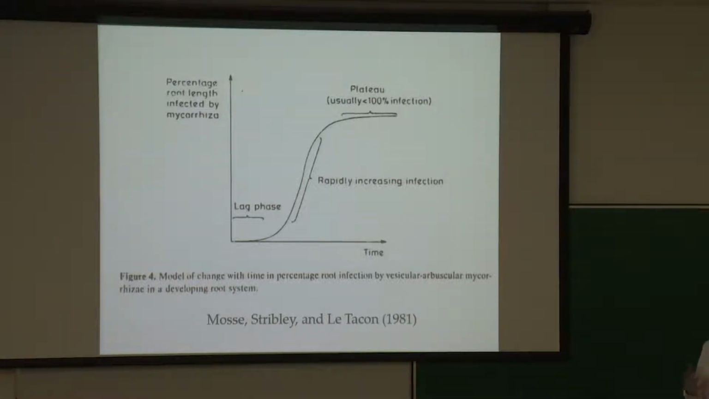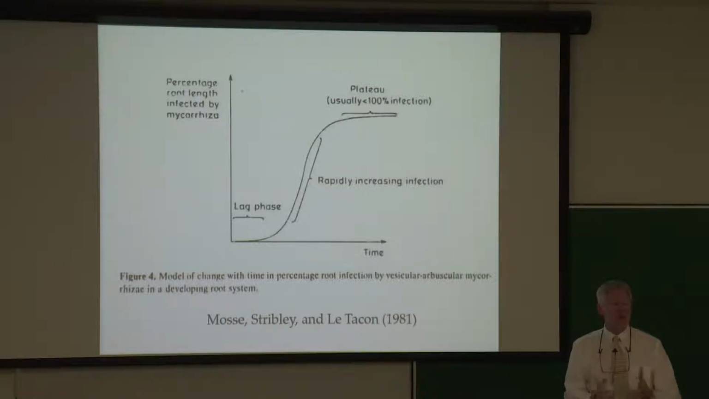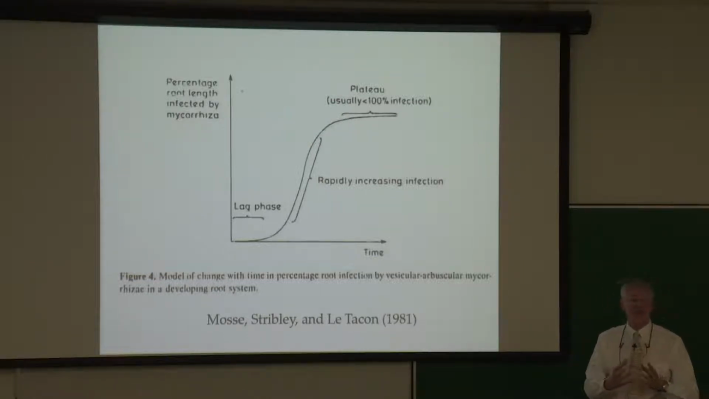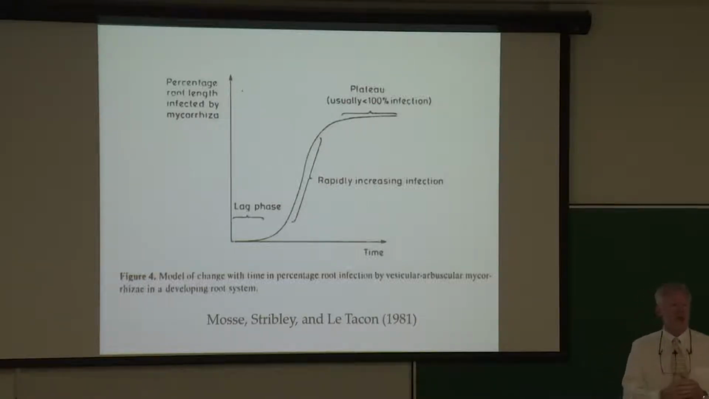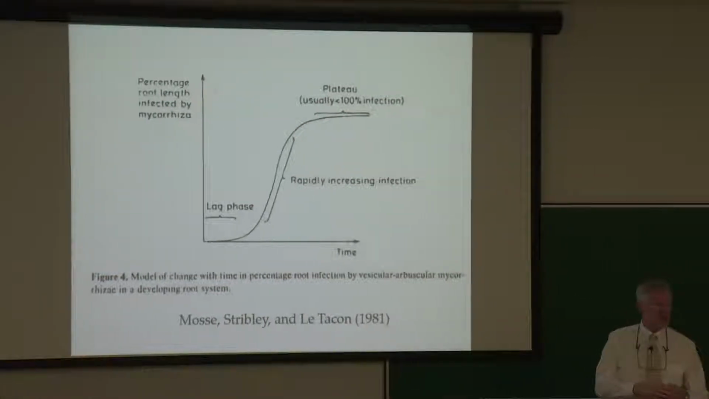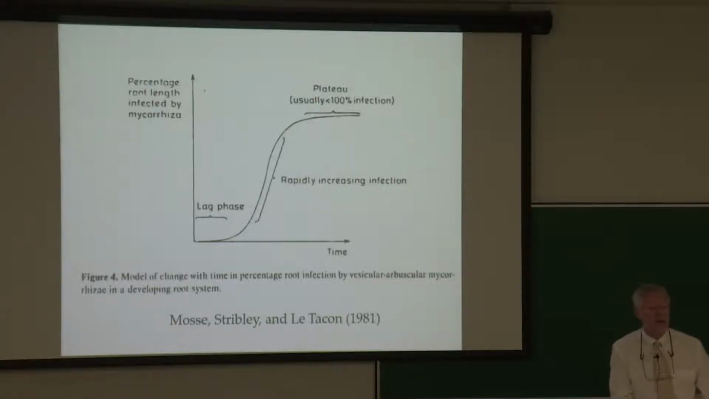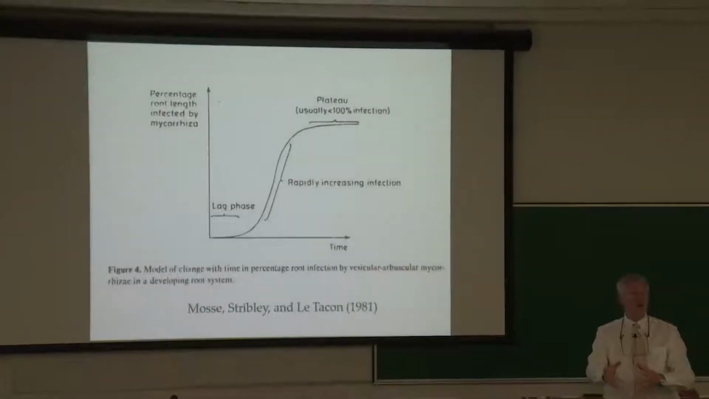So colonization is dynamic. I want to talk about changes in time, variation in time and space. And it's a dynamic process. Going back to Barbara Moss, David Stripley, and Francois Le Tapon in '81, the model of this change in percent of root length colonized with time is sigmoid in shape: a lag period, a steep ascent, and then a plateau.